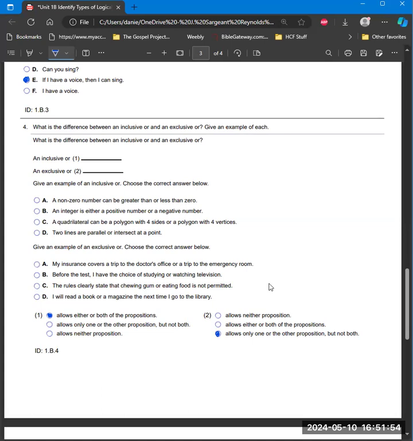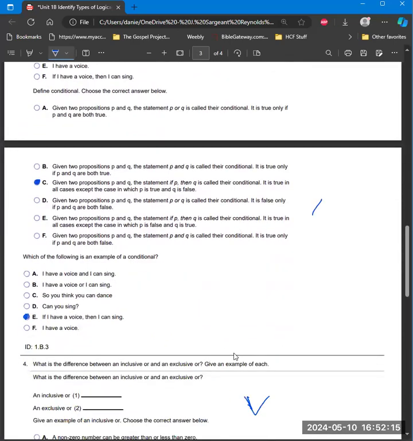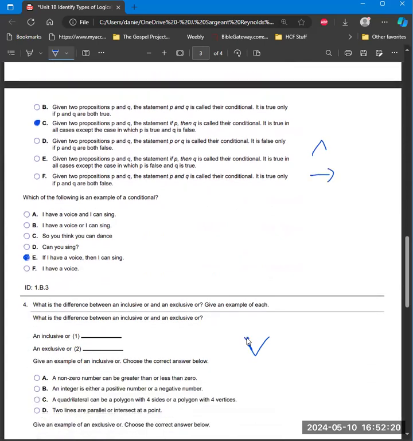And different teachers have different symbols for an exclusive or. There's not really a universal symbol for it. So an inclusive or is more common, and it just looks like a V. I should have said up here that for conjunctions, the symbol for it is like that, and implications look like this. So this is or, this is and, this is if, then.